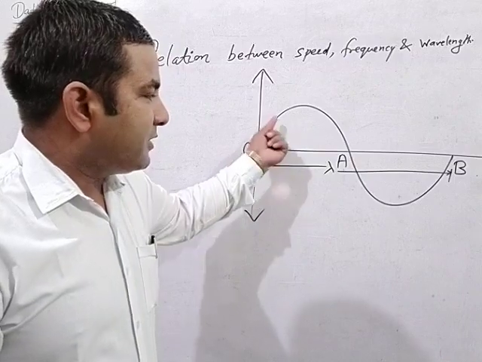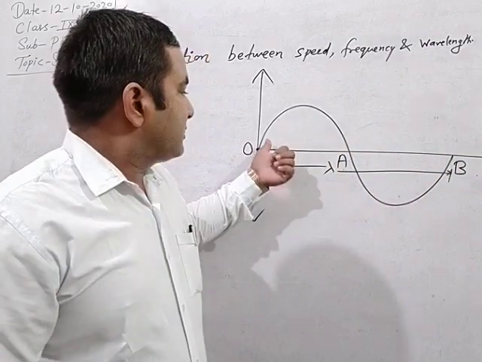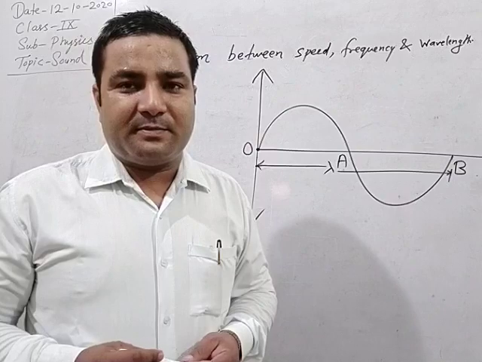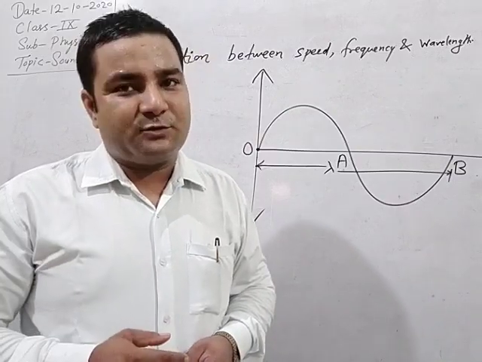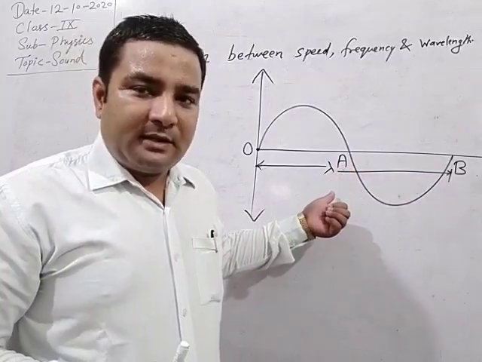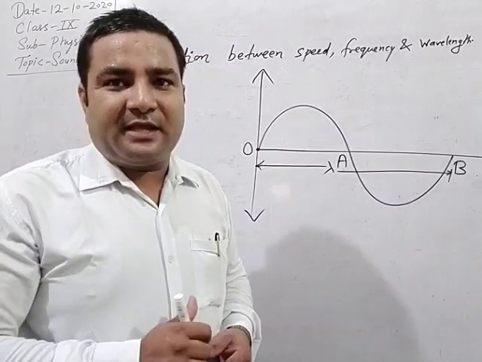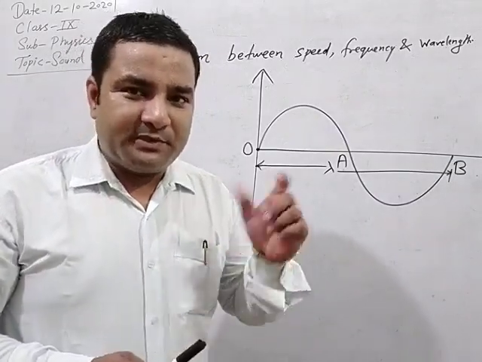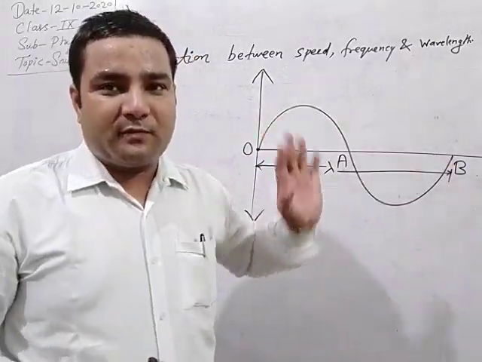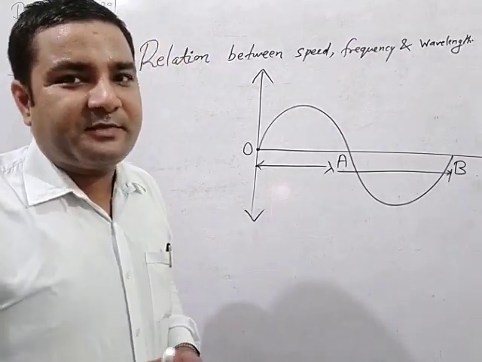Here the particle is going upward, and here also the particle is going in the upward phase. So the distance between two consecutive same-phase positions of particles is lambda, that is wavelength. And if capital T is the time period, that is the time taken to complete one oscillation, or moving from O to B, then distance upon time is represented by what?